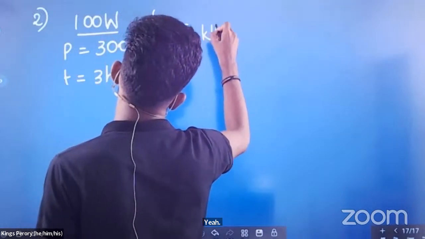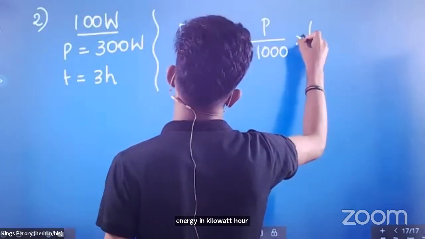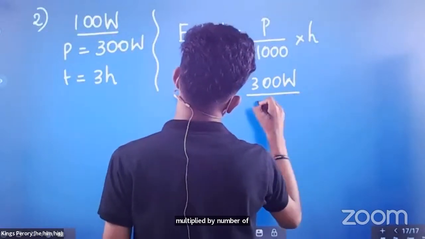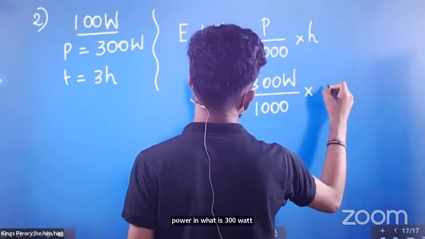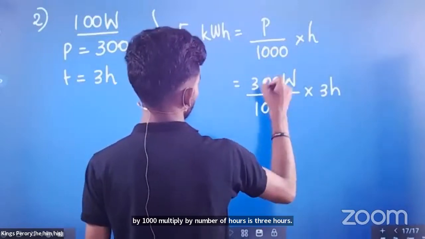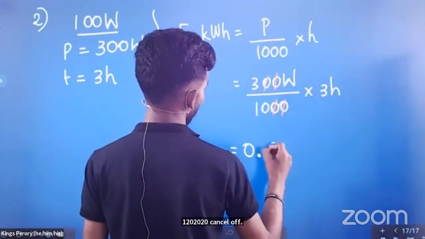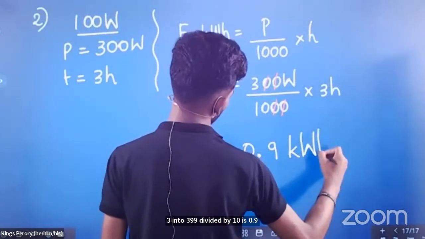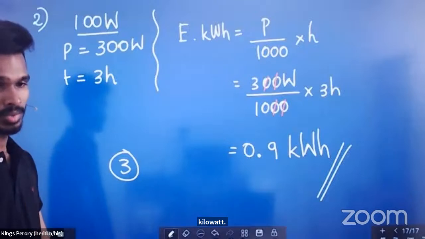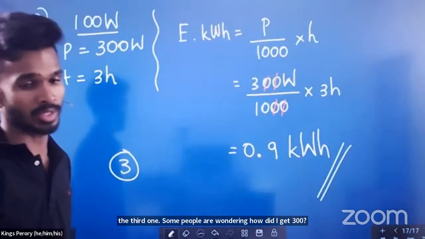Energy in kilowatt hour equals power in watt divided by 1000, multiplied by number of hours. Power is 300 watt, divided by 1000, multiplied by 3 hours. The zeros cancel off. 3 into 3 is 9. 9 divided by 10 is 0.9 kilowatt hour. Some people are wondering how I got 300: 1 bulb is 100 watt, 3 bulbs is 300 watt.